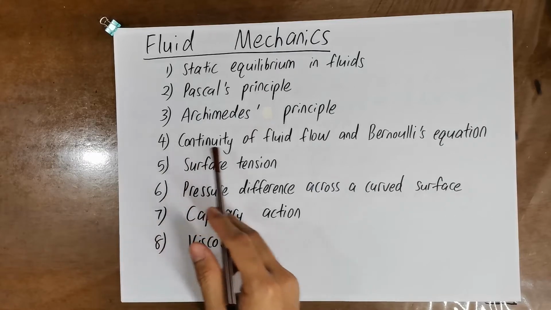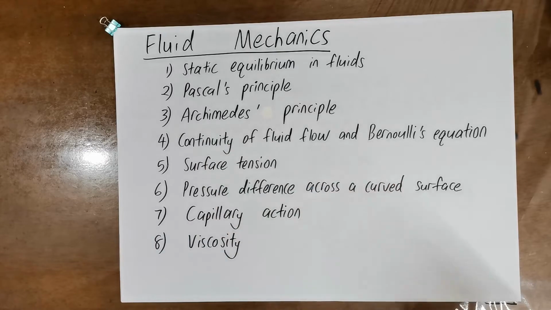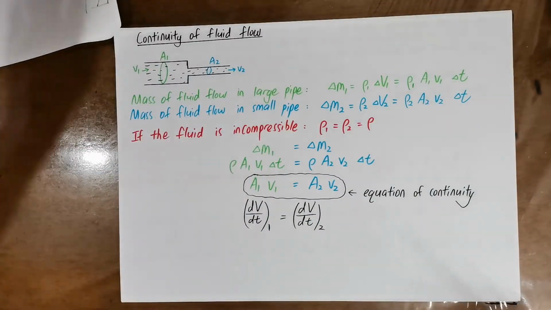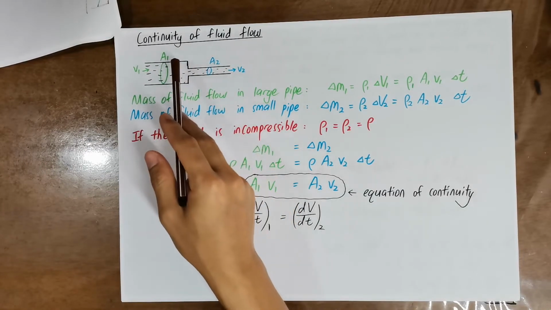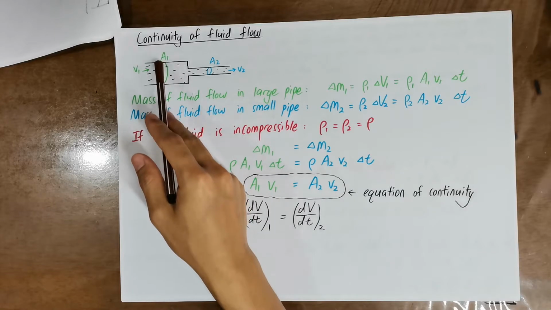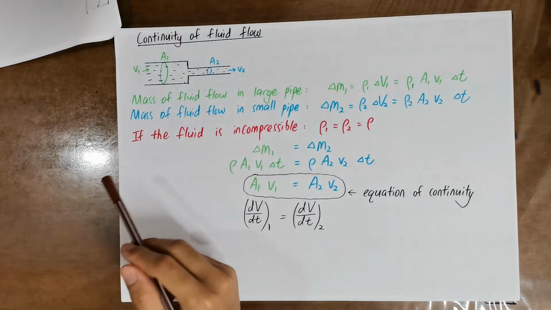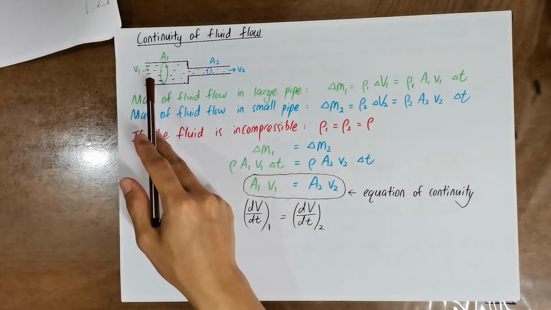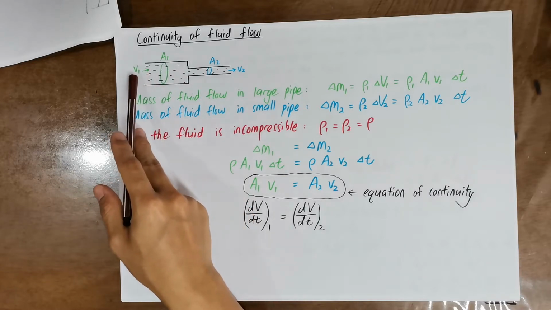Okay, so in this video, we are going to talk about the continuity of fluid flow and Bernoulli's equation. Now you have a pipe, and you note that the diameter of the pipe here is larger than that here. You say the velocity of the fluid flowing through this larger pipe is V1.